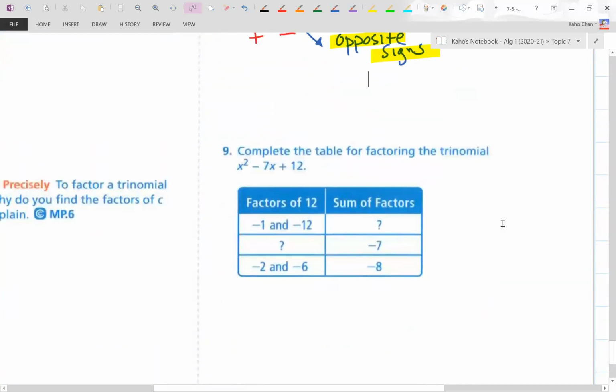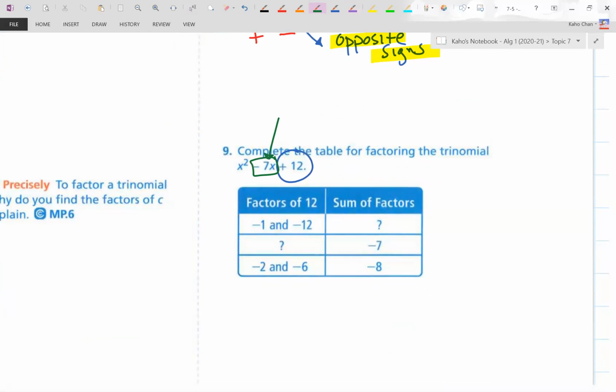Oh, complete the table for factoring the trinomial x squared minus 7x plus 12. Interesting. They went ahead and listed all the possibilities of positive 12. We're trying to shoot for negative 7 as my B value right there. So look at the first row here. Negative 1 times negative 12 is positive 12. Negative 1 plus negative 12, because we're looking for the sum, is negative 13. That's what they just want us to do, okay?